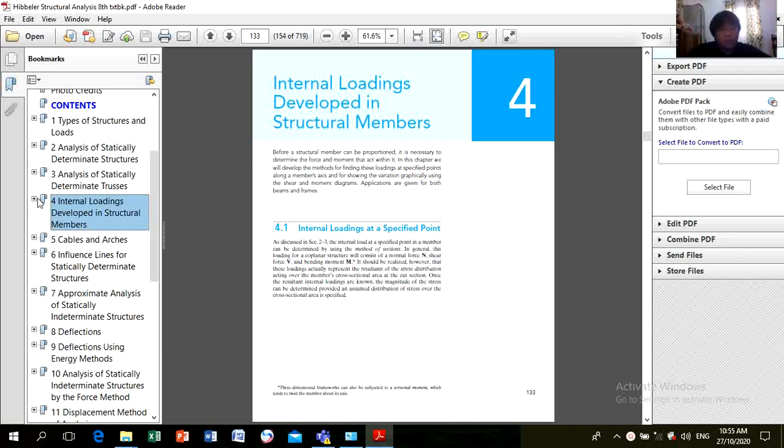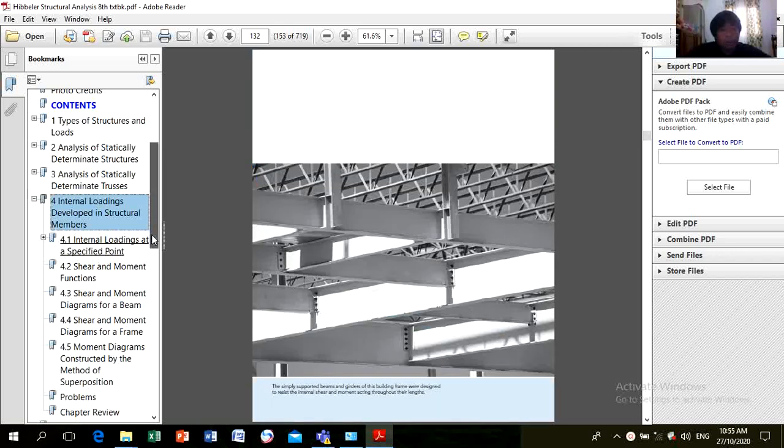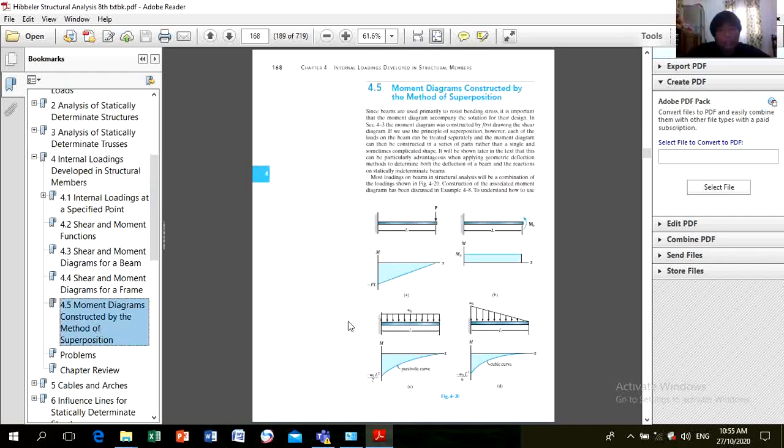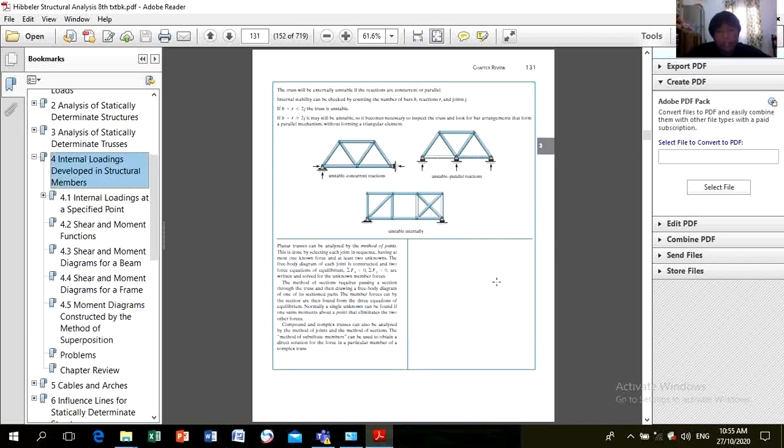So the coverage of this chapter will be focusing on the internal loadings. Then the other one is creating shear and moment functions, followed by diagrams. Then later on is the superposition method. So let's start with some kind of introduction.